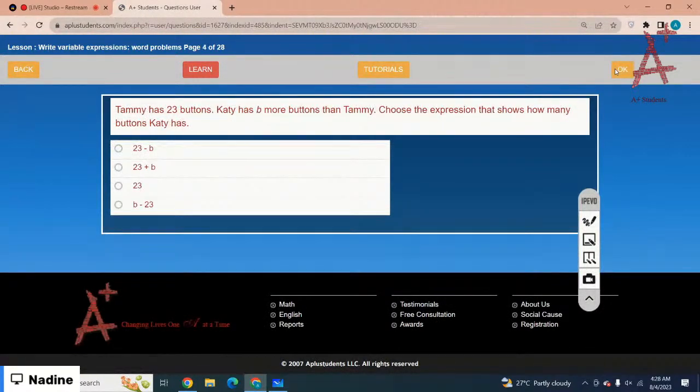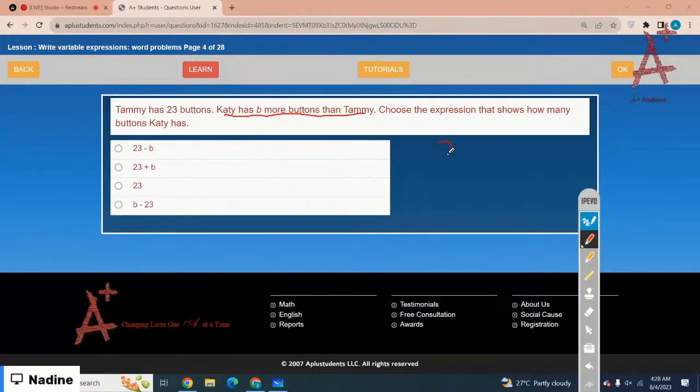Tammy has 23 buttons. Catty has B more buttons than Tammy. Choose the expression that shows how many buttons Catty has. So which is the correct option? Catty has B more buttons than Tammy, right? Tammy has 23. B more means Catty has 23 plus B. Very good. That would be 23 plus B.